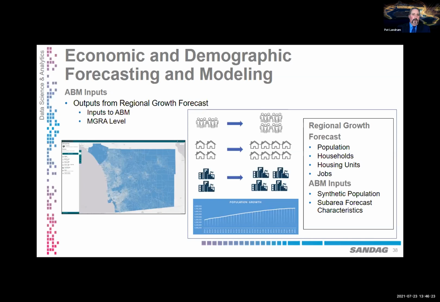A key aspect of what the EDAM team produces: the outputs from their efforts are actually the inputs to our transportation modeling application. Those sub-area allocations at that MGRA level are what are fed into the activity-based model. Those key data points are population, households, housing units, and jobs. And what those ultimately are turned into is a synthetic population for the entire region and all of the sub-area forecast characteristics that are included at the MGRA level. Next slide, please.